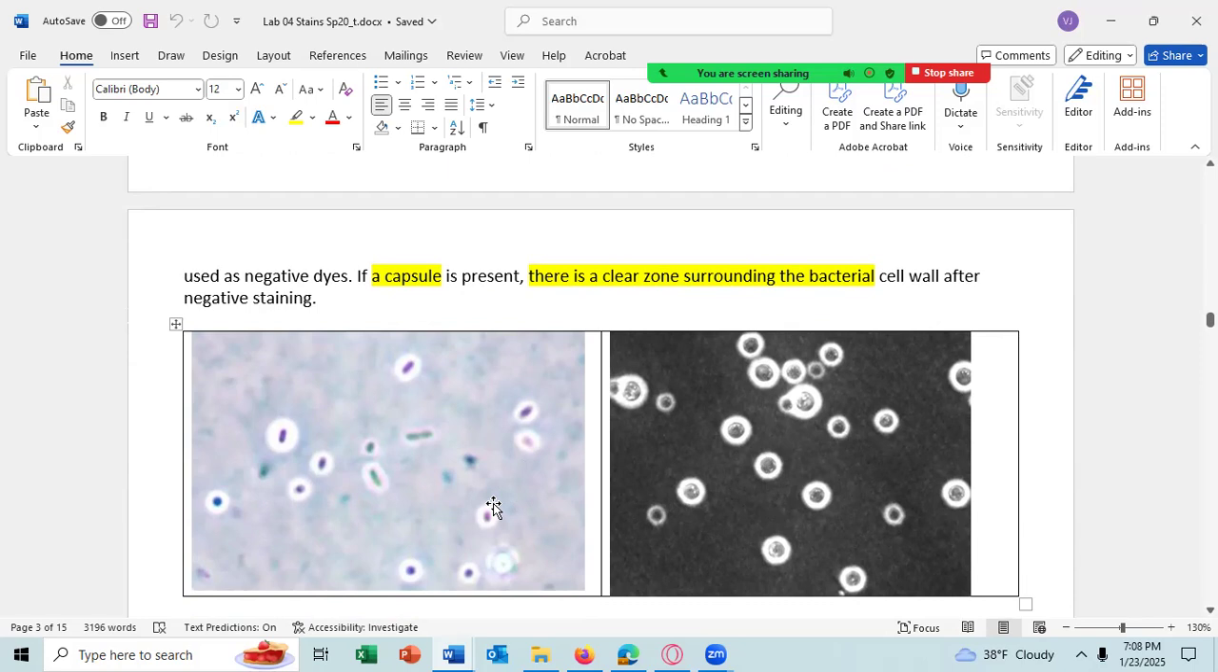This procedure, if I remember correctly, you apply the dye, let it air dry, and then you apply the second dye to stain the background. And you then can either let it air dry, or more often people just view it under the microscope with the wet second dye on there. And either way, you can see the capsules.